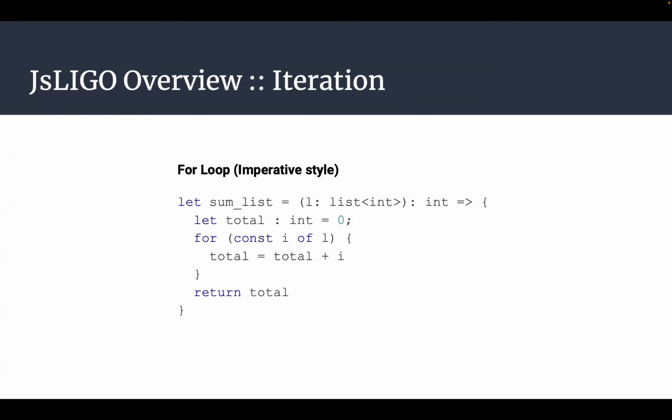So in JsLIGO, you can use another approach, which is iteration. You can express it thanks to, for example, the imperative style and the let declaration. You can write functions without using recursion. You can use what we call the loop approach, which is imperative style, and which is mostly much simpler to understand.